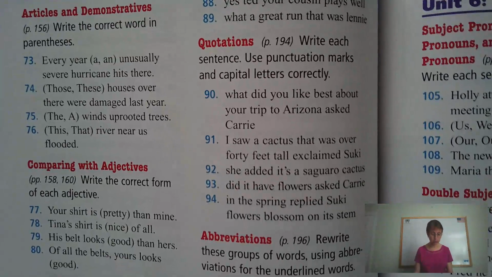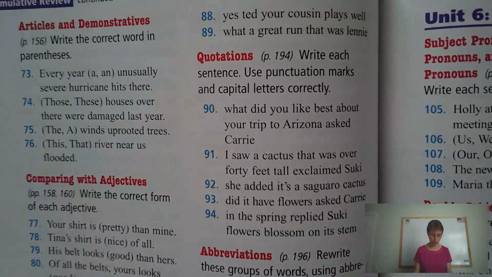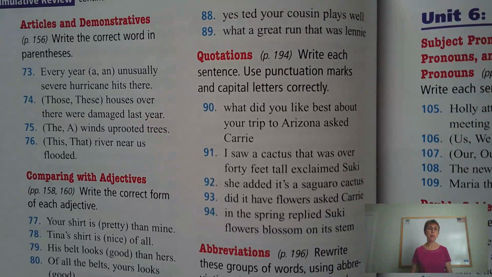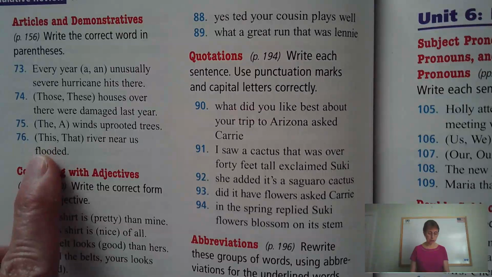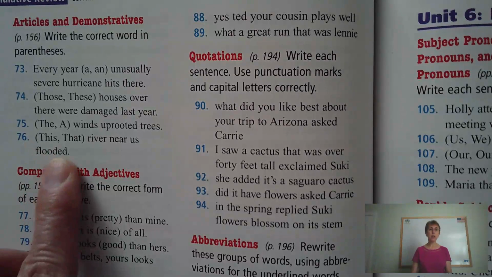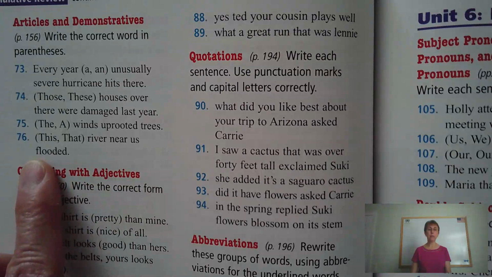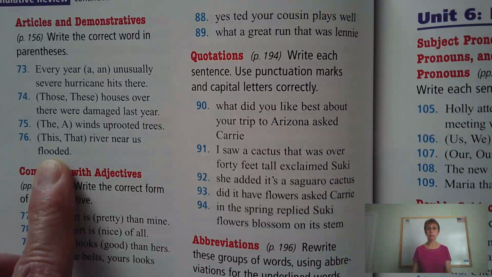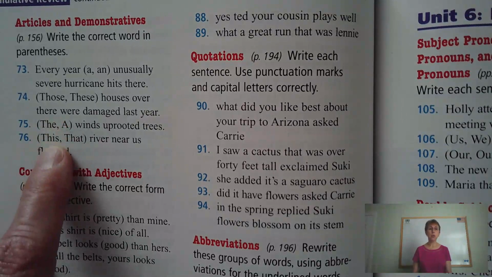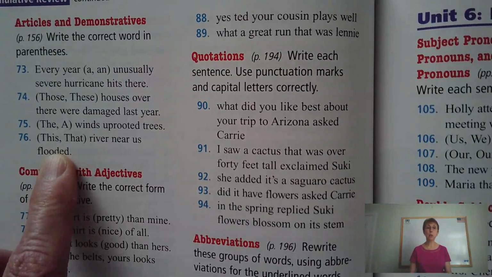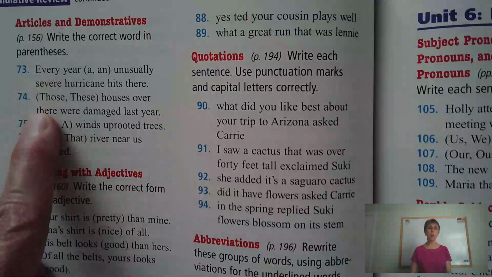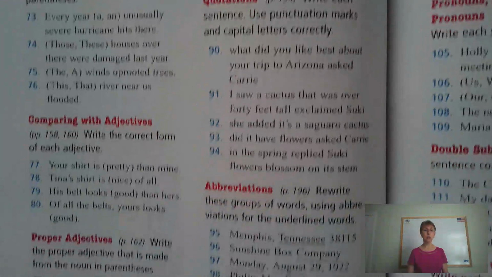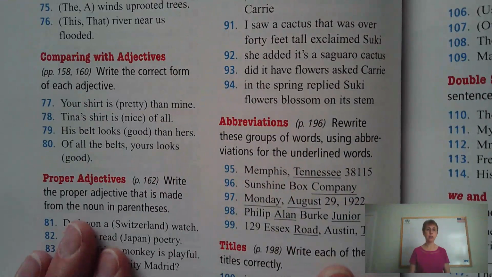So let's take a look, please, at page 274, and we start with articles and demonstratives. It tells us to write the correct word in parentheses. So we're going to look at the last one. "This or that river near us flooded." The correct answer would be "This river near us flooded." You just need to choose the correct answer in parentheses. Also, as a reminder, I told you yesterday that you only need to do the first 3 in each section, and follow the directions given.